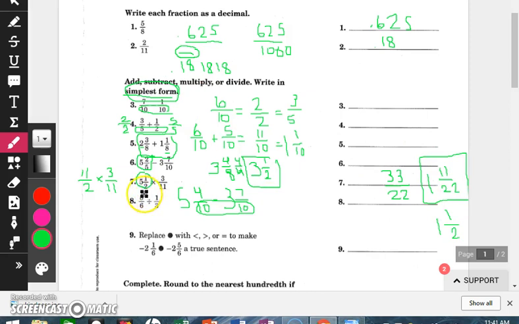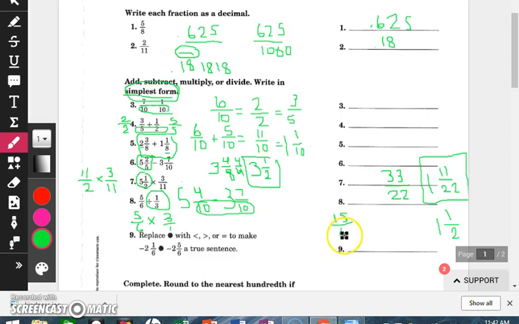Problem number 8, 5/6 divided by 1/3. When you see a division of a fraction, just know that you are going to multiply by the inverse number. Basically, the denominator is now the numerator, and the numerator is now the denominator. So 1/3 inversely flipping numerator and denominator is 3 over 1, and then you just multiply straight across. So 5 times 3 is 15, and then 6 times 1 is 6.